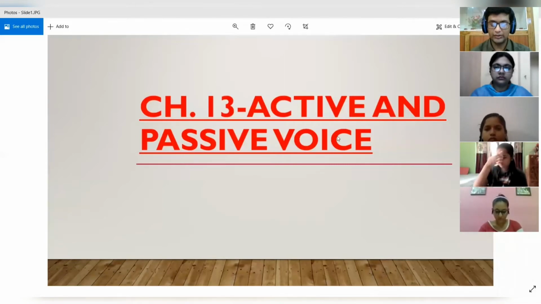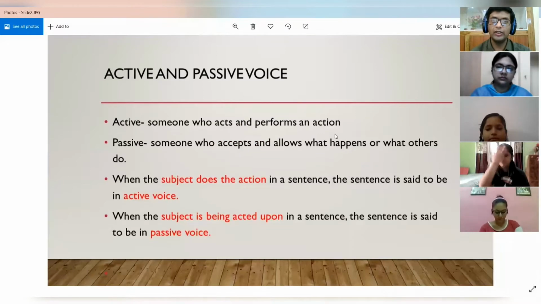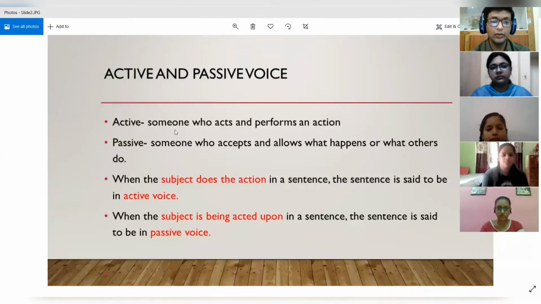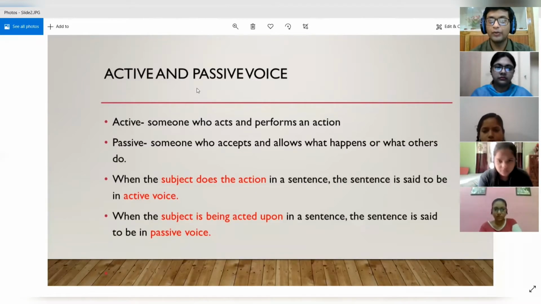All right, so we start with the active and passive voice. First of all, we need to understand what is active voice and what is passive voice. Let us understand what active means. Active is someone who acts or performs an action, right? A person who is performing an action will be considered to be an active person.